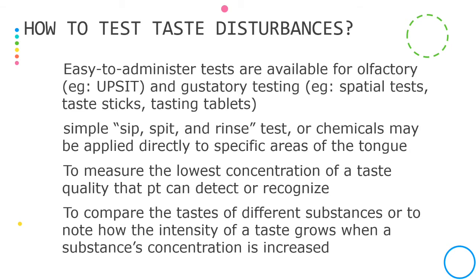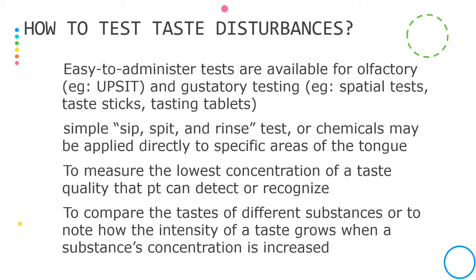Taste disturbances are tested using easy-to-administer tests available for olfactory and gustatory testing, for example, spatial tests, taste sticks, and tasting tablets. Secondly, simple sip, spit, and rinse tests or chemicals may be applied directly to specific areas of the tongue. This helps measure the lowest concentration of a taste quality that the patient can detect or recognize, compare the taste of different substances, or note how the intensity of the taste grows when a substance's concentration is increased.